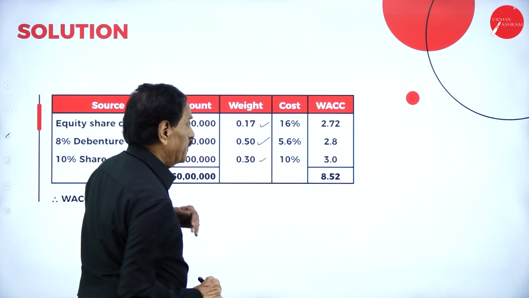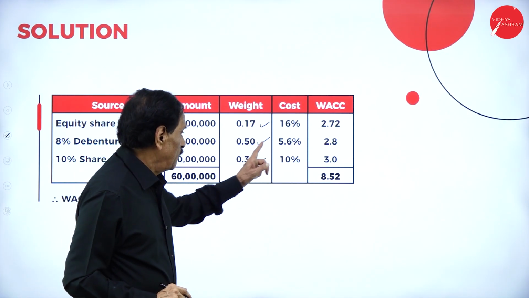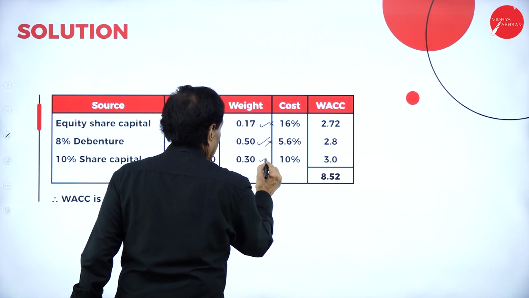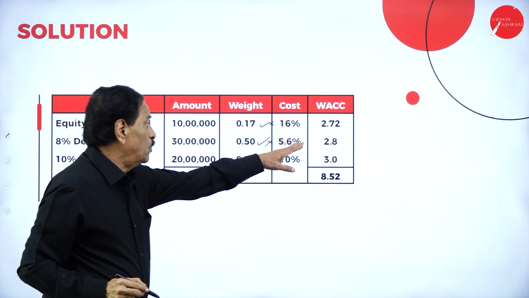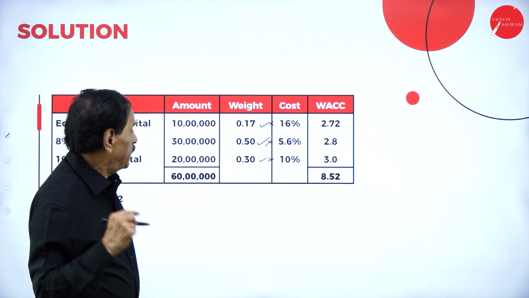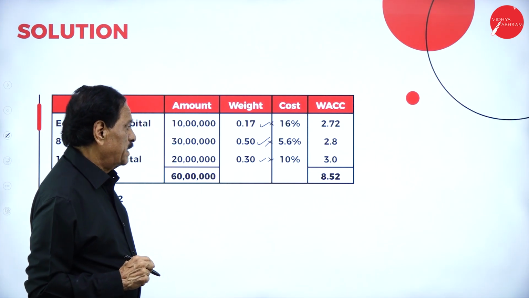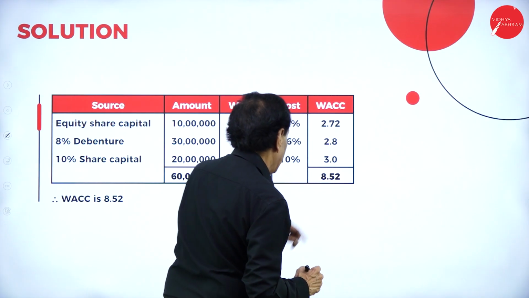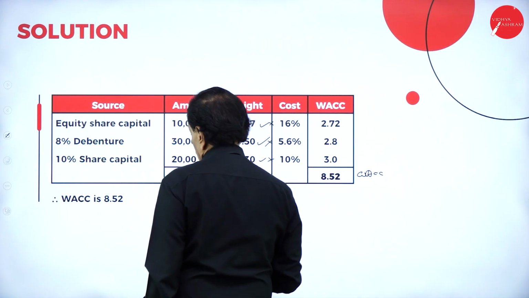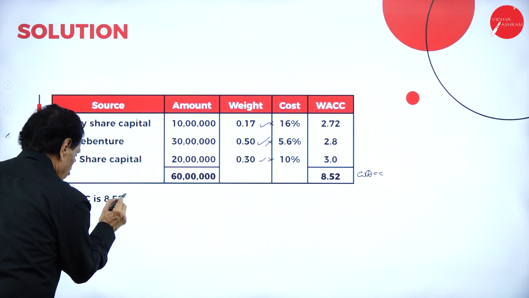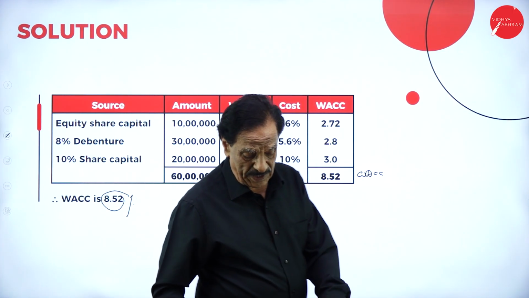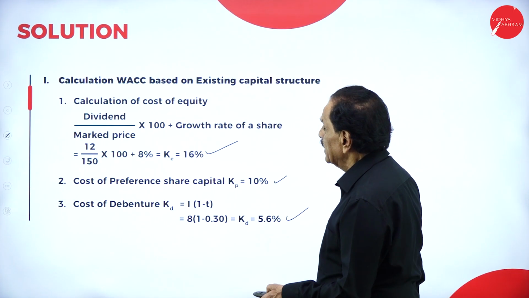Then, the weights we calculated: multiply them with the costs 16%, 5.6 and 10. 0.17 into 16 is 2.72. 0.50 into 5.6 is 2.8. 0.30 into 10 is 3. Totally it works out to 8.52. This is the WACC. Therefore, WACC is 8.52%. This is for the existing. Then, see the new one.